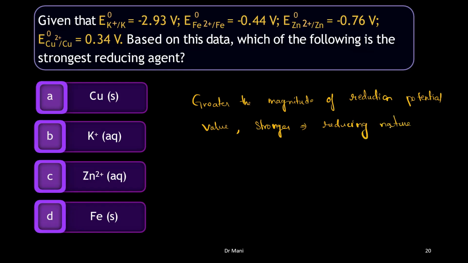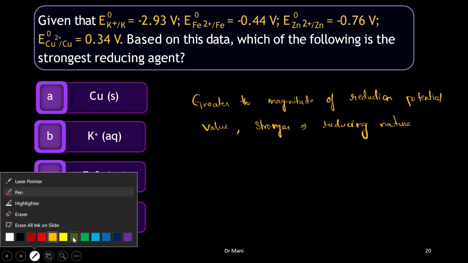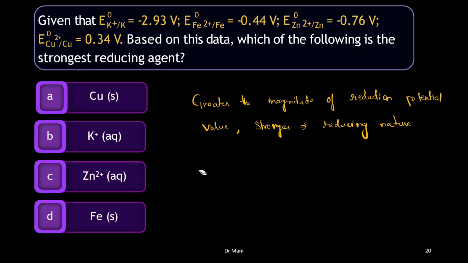So tell me, what will be the answer now? Copper. A, sir. C. D, sir. So first write down the order. First write down the order. Which one is least here? Minus 2.93 volt. Next, minus 0.76. And then minus 0.44. And then 0.34 volt.